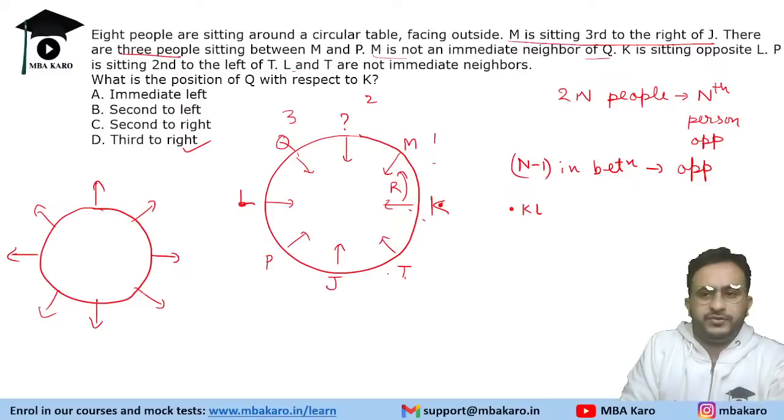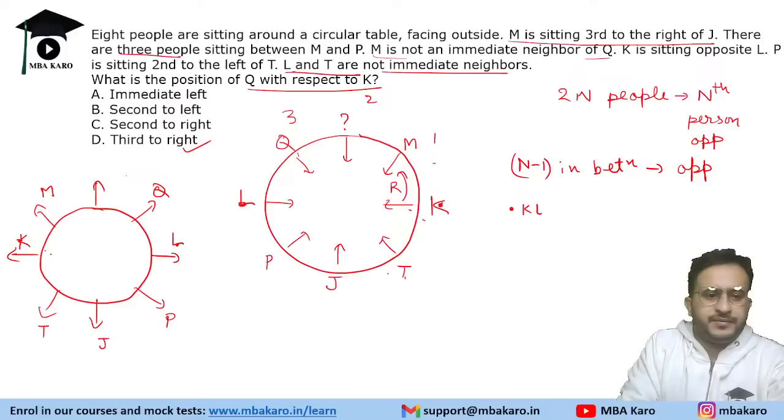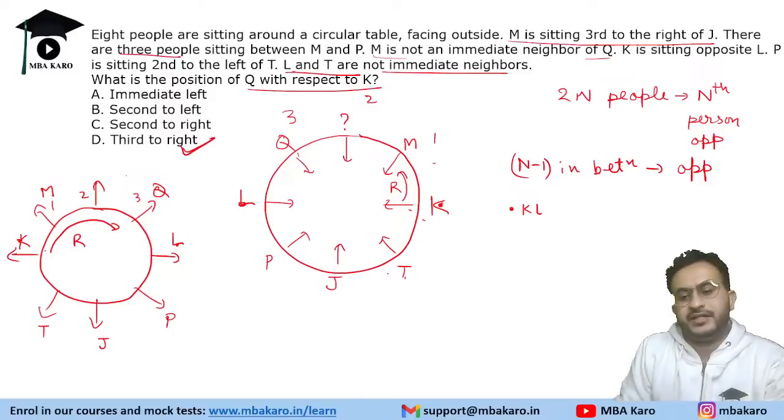Okay. So M is sitting third to the right of J. So put J anywhere. Okay. So in this case, third to the right, this will be M. M opposite is P, right? P is second to the left of T. Okay, so this will be T in this case, right? And then we have K and L will be these two, and L and T are not neighbors. So this will be K, this will be L, and M is not a neighbor of Q. This will be Q. And if you compare Q with respect to K, here K is here, this is the right side, and first, second, and third to the right. Again, we get the same answer.